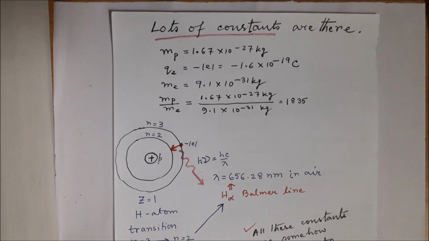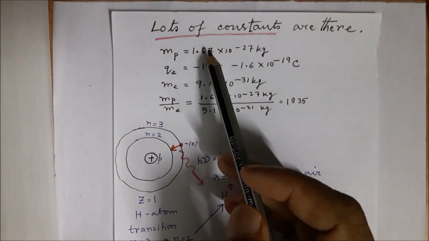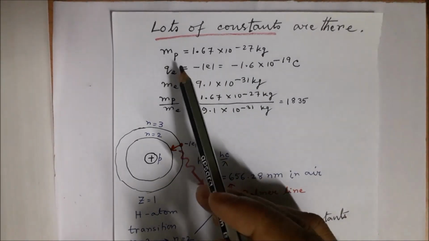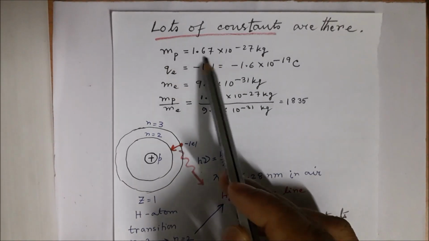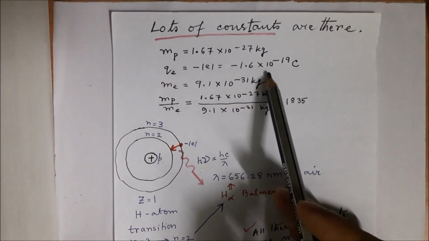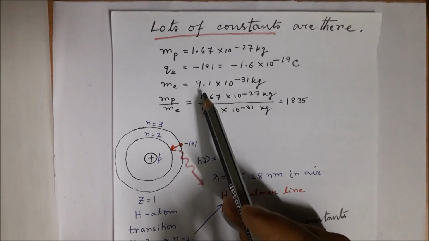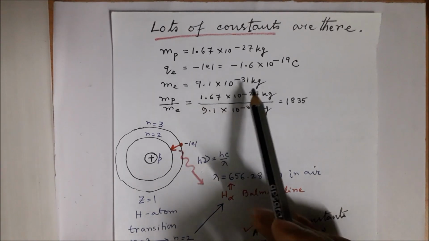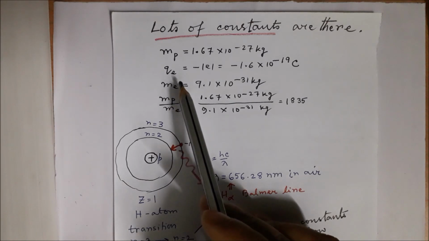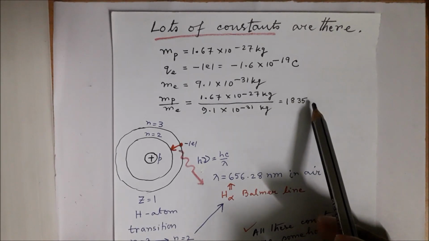Let us bring to discussion the fact that there are lots of constants which are used in physics. For instance, mass of proton having this amount of value, charge of electron which is minus 1.6 times 10 raised to the power minus 19 coulomb. Mass of electron is another fundamental constant, as we say. The ratio of mass of proton and mass of electron is another very important quantity, which is nearly 2000.